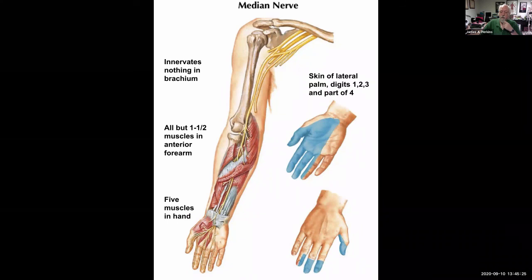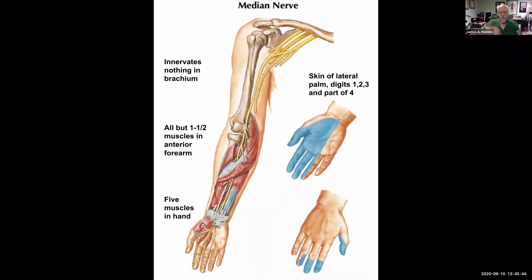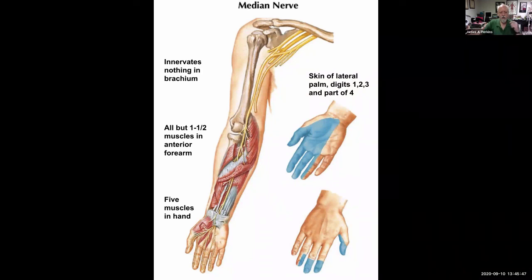The median nerve doesn't innervate anything at all in the brachium. It doesn't supply any skin or any muscles in the upper part of the arm. It's just kind of passing through. But once it gets down into the antebrachium and into the hand, it does a lot. It innervates, as I said earlier today, all of the muscles in the anterior compartment of the forearm, except for 1.5 that we'll talk about in a minute. Then it continues through the wrist and innervates 5 muscles in the hand. It's also a sensory nerve to the skin of the lateral palm, as well as digits 1, 2, 3, and part of digit 4. So that's thumb, index finger, middle finger, and part of the ring finger.